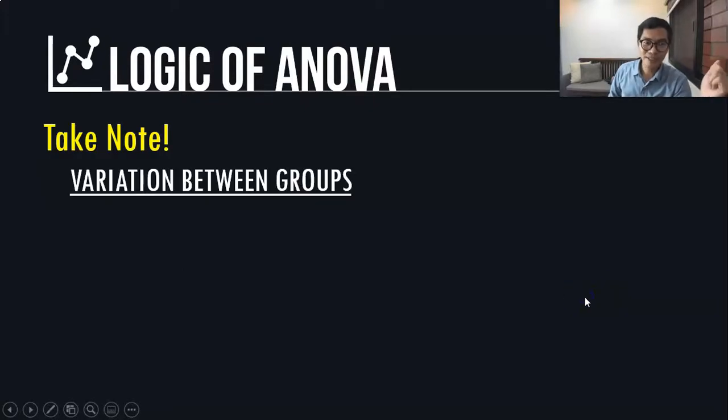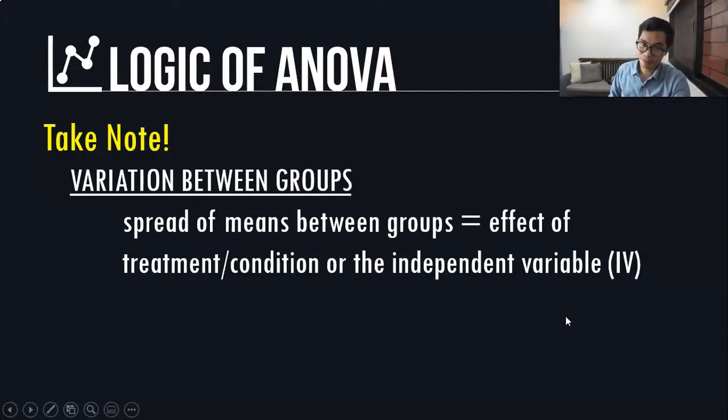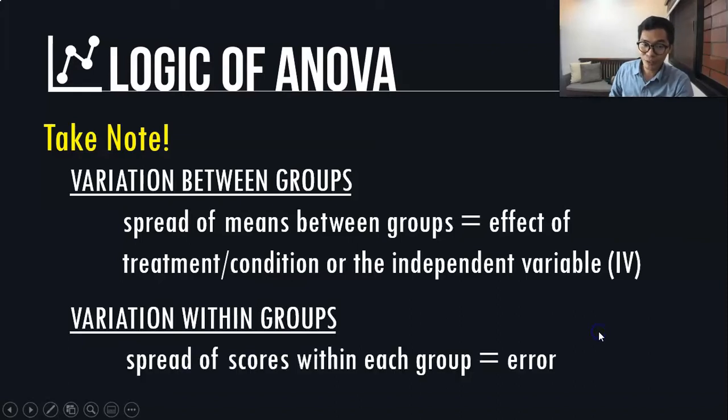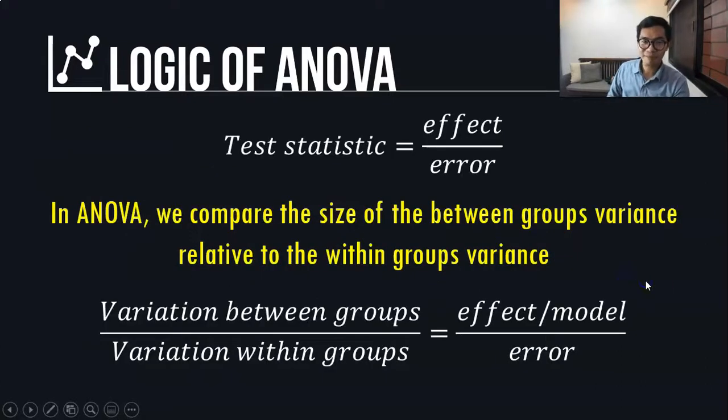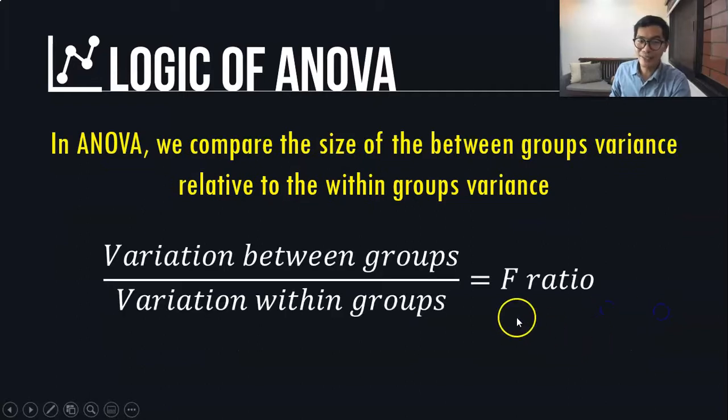Now take note, the variation between groups, so spread of means between groups, it's the effect of treatment or the condition of or the independent variable. While the variation within groups, that refers to the error. So having this concept, we can now consider the effect over error as we call it the test statistic. So in ANOVA, we compare the size of the between groups variance relative to the within group variance.